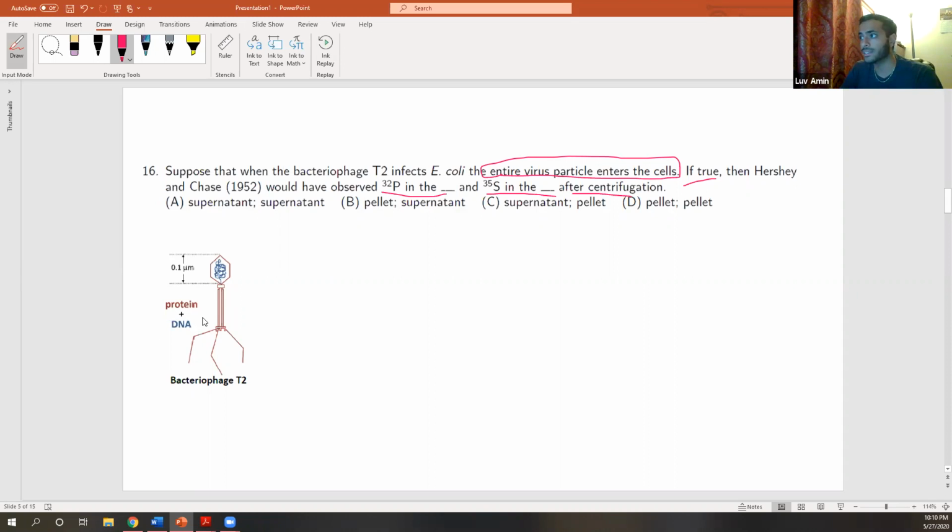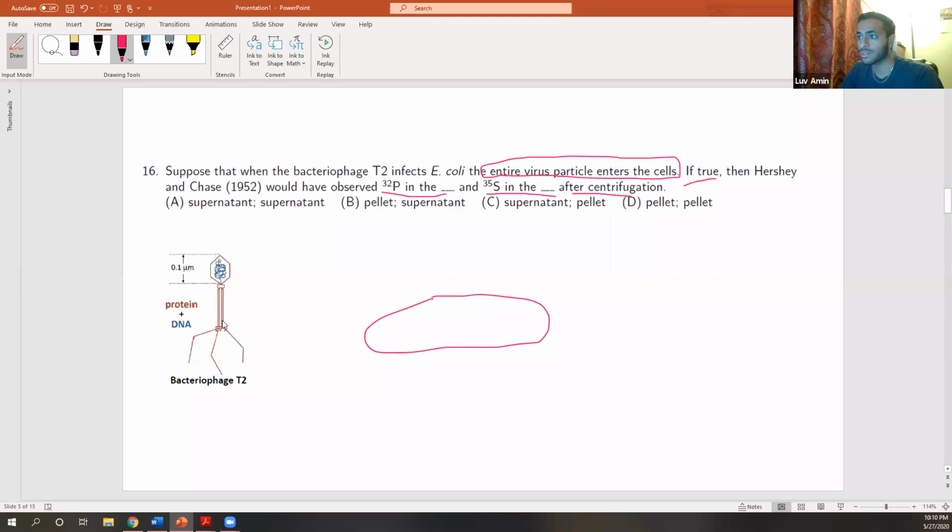So when you're taking your test, you've got to be aware of these questions that put in hypothetical situations. Just because your notes say DNA was a transforming agent doesn't mean that's the right answer to this question, all right? This question is saying the entire virus particle entered the cell. Now, from our previous knowledge, let's backtrack.